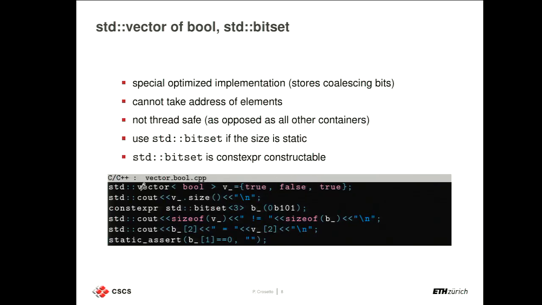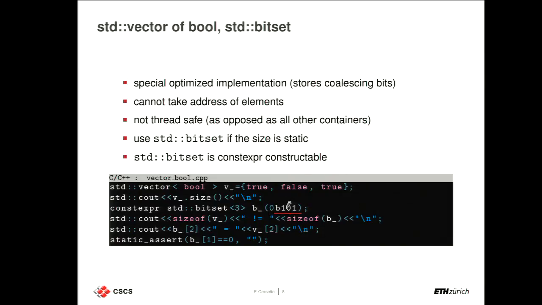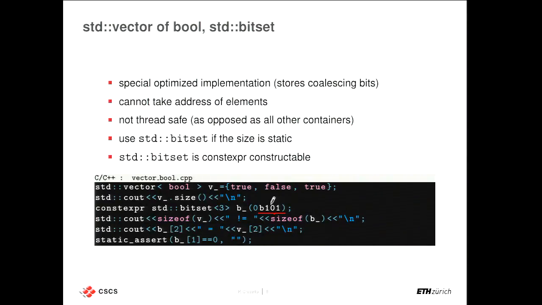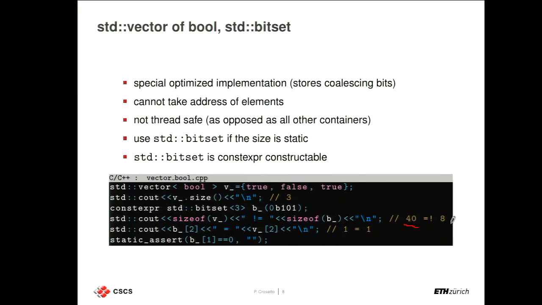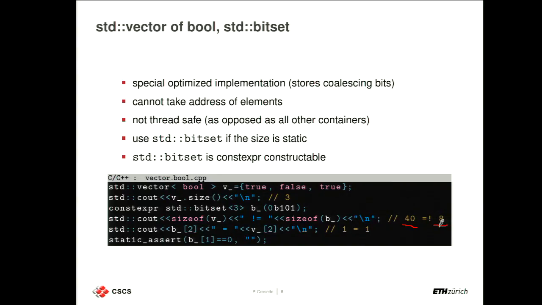So here in this example, I define a std::vector of bool and a std::bitset, which are the same: true, false, true, and this is 1, 0, 1. Then I query the size of both and I query the last element. So what do we get? Here we get 3, that's normal. Here we get 40 and 8. So why is there a difference in the size?